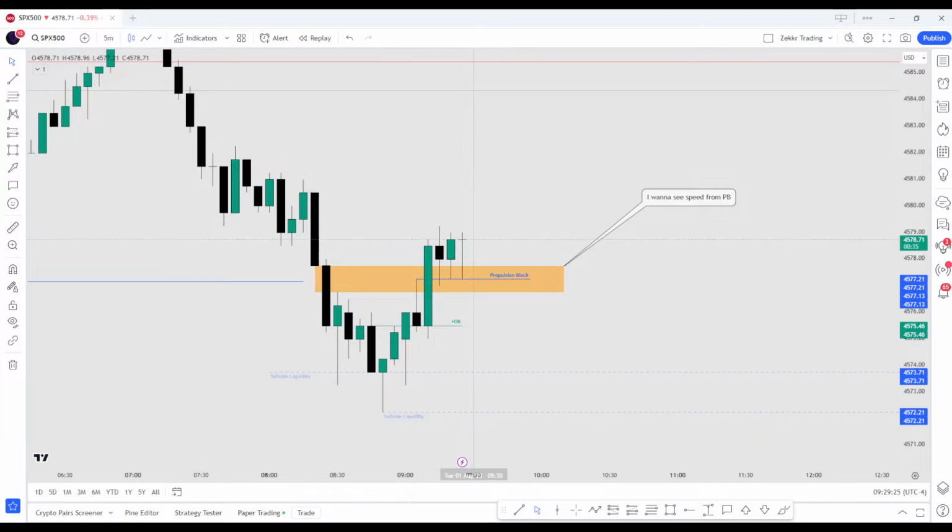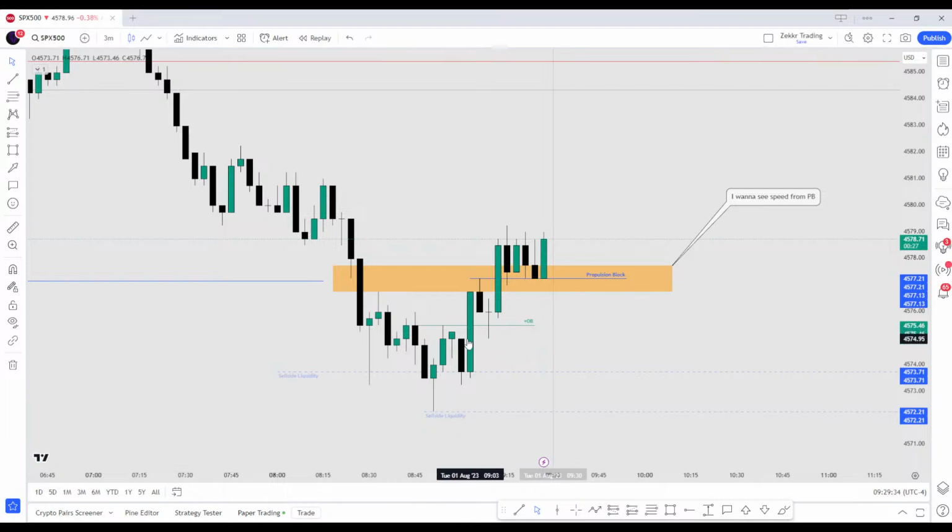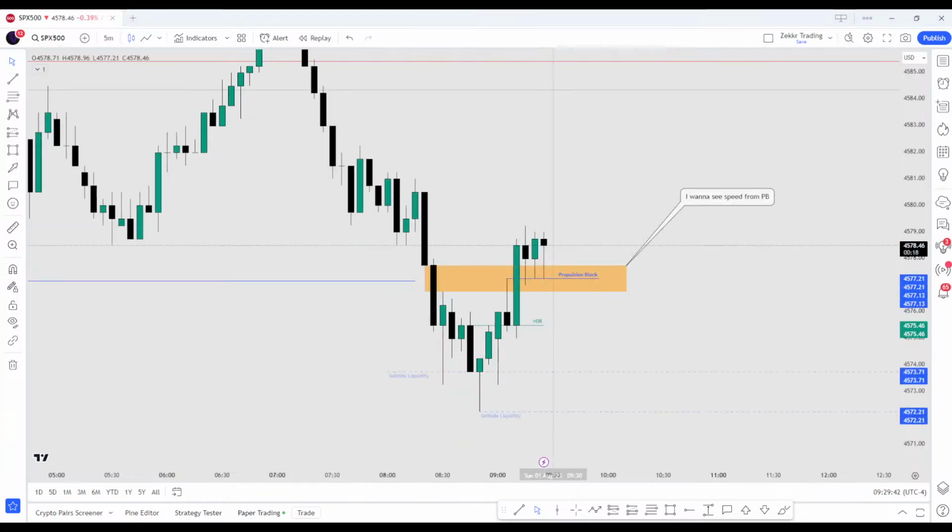Mysterious, 3 minute had an entry. Yeah, I saw that. It was down here. But I wouldn't enter off that in the first place, so it's totally okay. GBPJPY, 5 minute entry. We'll see.